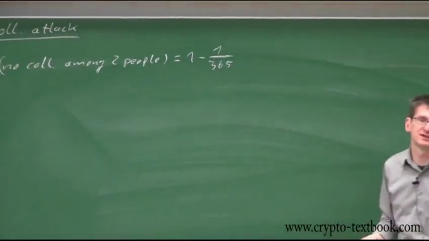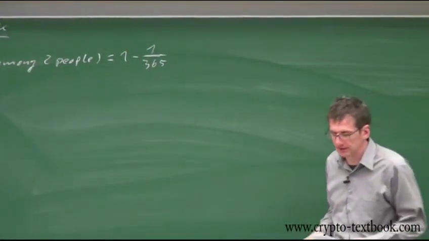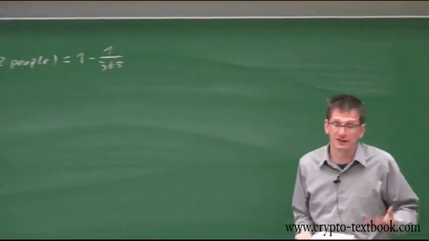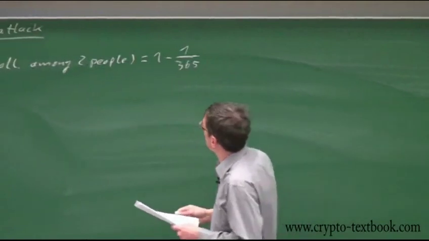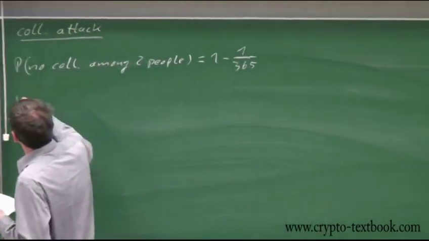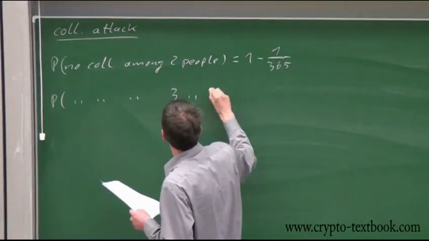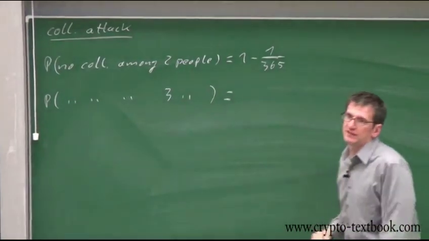Exactly this, right? Pretty small likelihood. Okay. The chance that he collides with me is 1 over 365. The chance that he does not collide is 1 minus that. Okay. So what is the chance if you have 3 people?